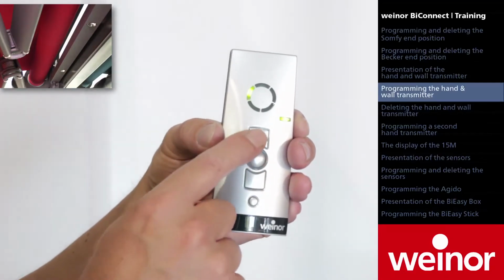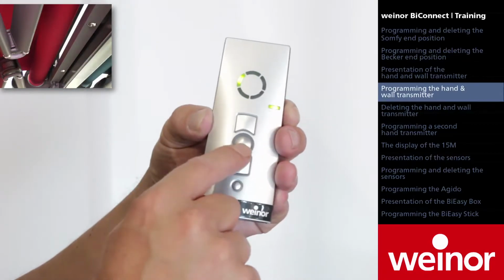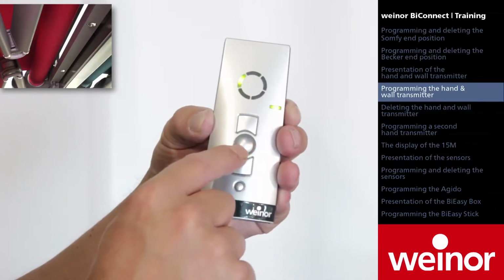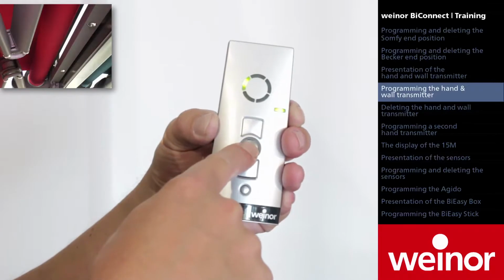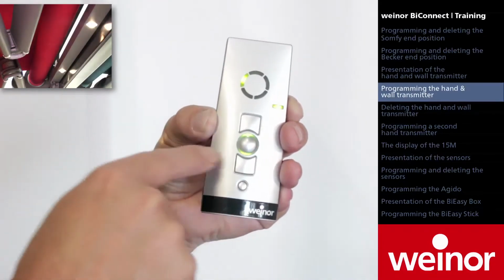In this case, the hand transmitter is still in combination mode, which I can see when the light circle around the stop button rapidly flashes in orange. I end the combination mode by pressing the stop button for 6 seconds. The awning and light are now ready for operation.